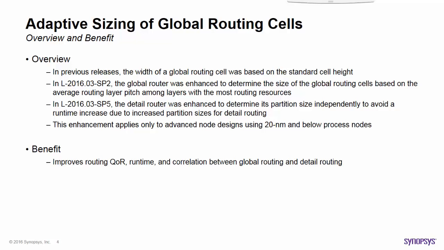Due to the advanced nodes, the feature size is getting smaller and smaller, and hence the standard cell height is now much smaller than before. However, metals on most routing layers remain at the same pitch as before, instead of shrinking proportional to the feature size, which makes the global router modeling more optimistic. Benefit: it helps to improve the routing QoR, runtime, and the DRC correlation.